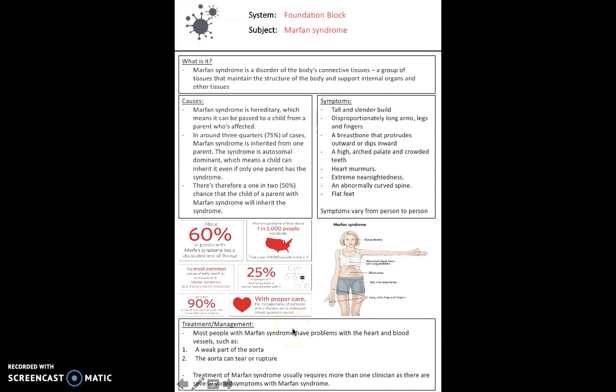In terms of treatment and management, most people with Marfan syndrome have problems with the heart and blood vessels, such as a weaker part of the aorta, and therefore the aorta can tear or rupture. So treatment usually requires more than one clinician, as there are several varied symptoms with Marfan syndrome, and they all require different treatment and management. The priority tends to be focused on the aorta and the weaker part of it, and management around that to ensure that nothing happens there, so there's no thoracic aortic dissection, because that is the most common cause of death with Marfan syndrome.